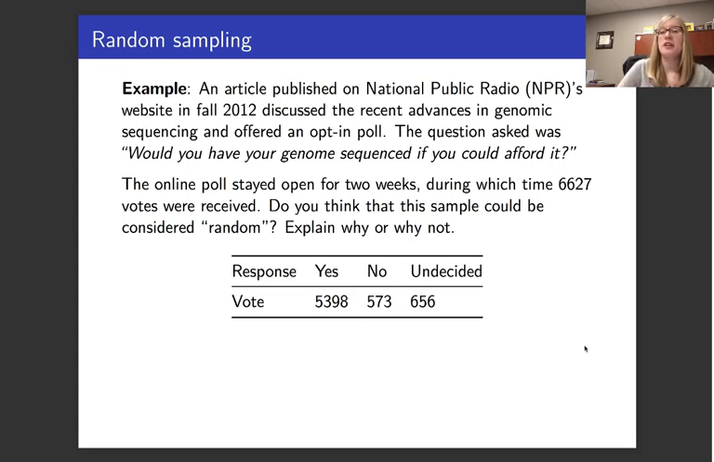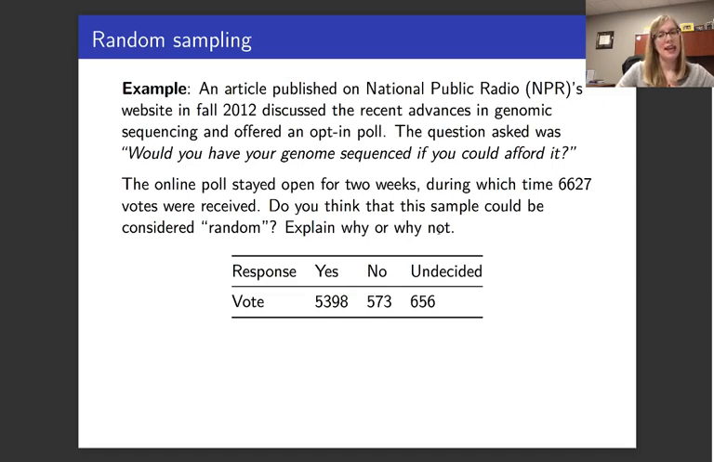An article was published on National Public Radio, NPR's website in fall 2012, that discussed recent advances in genomic sequencing and offered an opt-in poll. So people who are reading the article had the chance to then answer this poll. The question that was asked was, would you have your genome sequenced if you could afford it? The online poll stayed open for 2 weeks, during which time over 6,627 to be exact, votes were received. Do you think that this sample could be considered random?